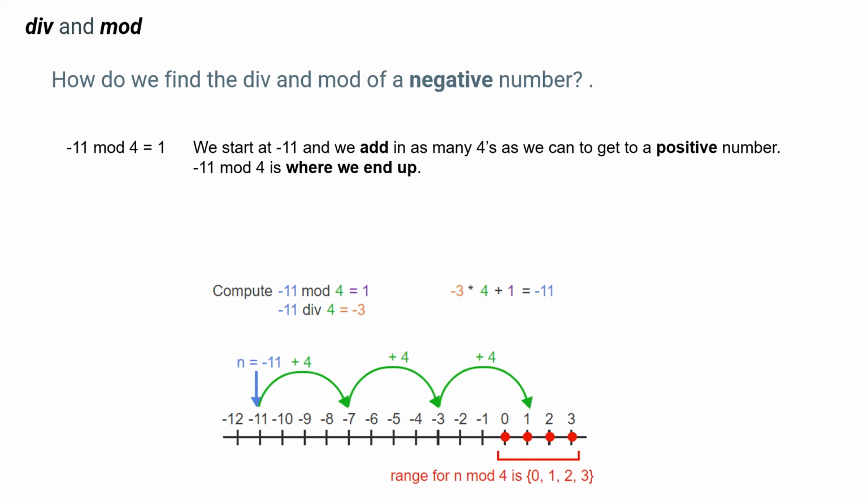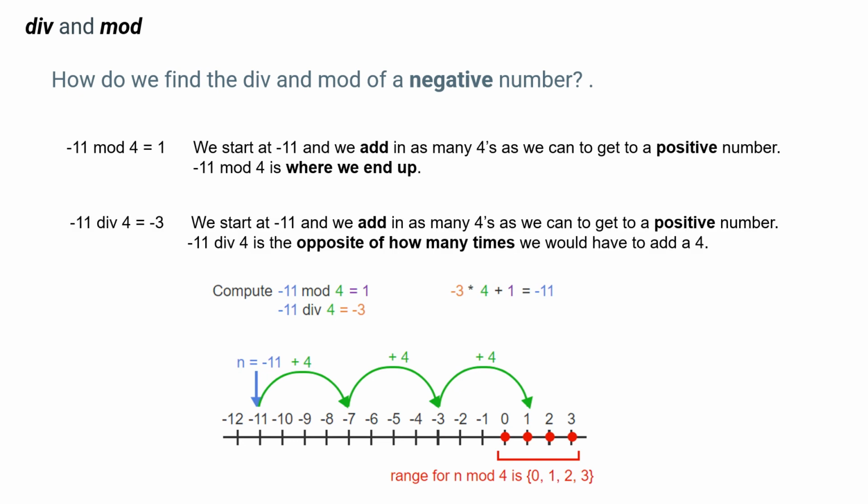and where would we end up? At the 1. So wherever we end up, once we get past the 0 into the positive zone, that's what our mod value would be. So negative 11 mod 4 would equal 1.